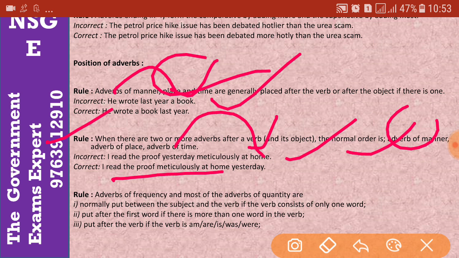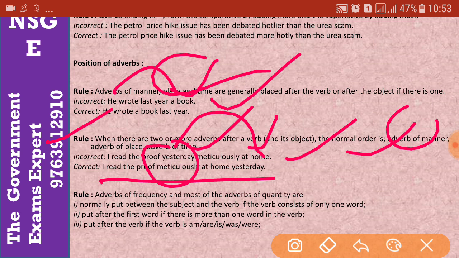So you need to make the statement exactly like this: I read the proof meticulously at home yesterday. Where? At home. When? Yesterday. So the adverb of manner, meticulously, should be placed before the adverb of place, and the adverb of time should be placed after the adverb of place. Okay, clear?